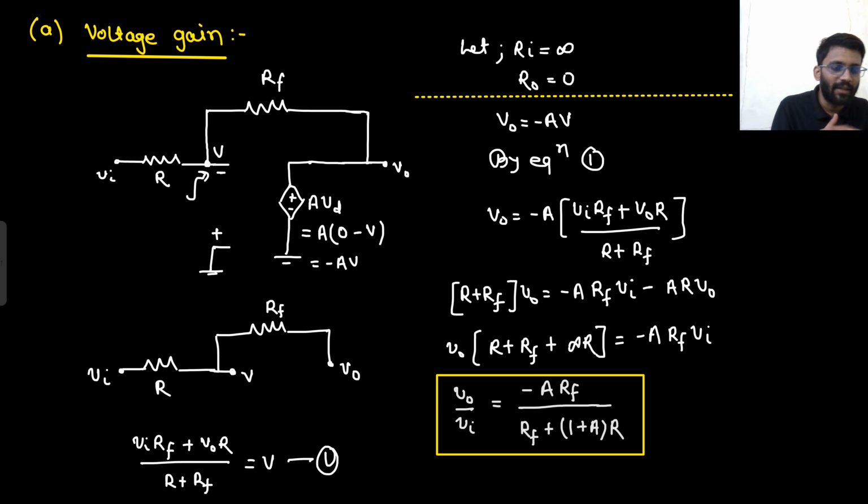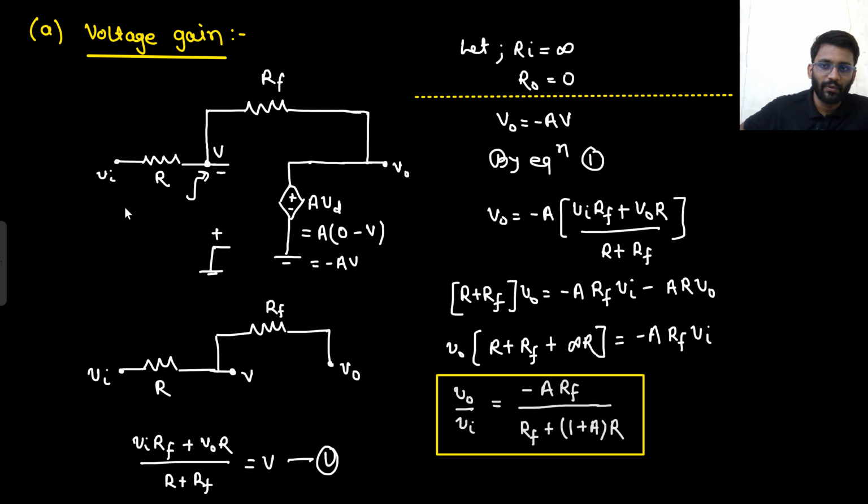So this you don't need to mug up. In the examination you need to derive it. So I would recommend to do the derivation, not to mug it up. If you are mugging it up, minus A into RF upon RF plus 1 into RF plus 1 plus A into R, this is very difficult to mug up. So I highly recommend to derive it in the examination. It will be very, very easy.